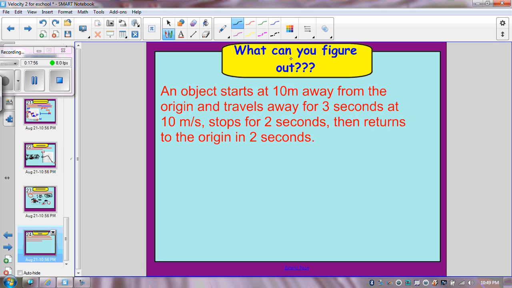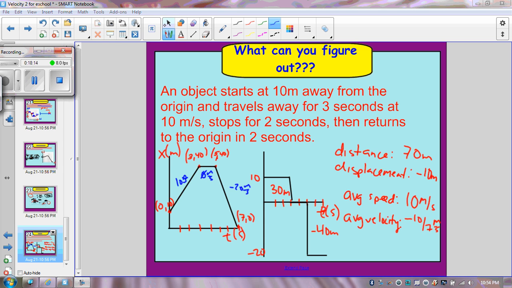So what I'd like you to do is pause the video, and figure out everything possible that you can about this situation. I'd like you to sketch graphs, figure out information, motion maps, whatever you can. Pause the video and then hit play to reveal all the information that could be figured out. Okay, go ahead and take a look at what information could have been figured out.